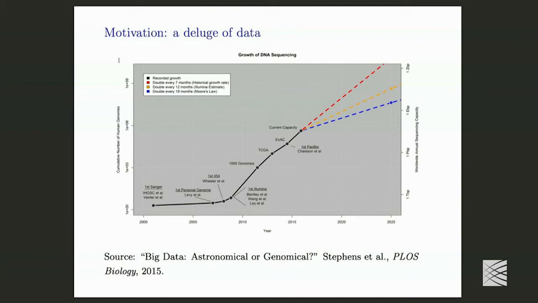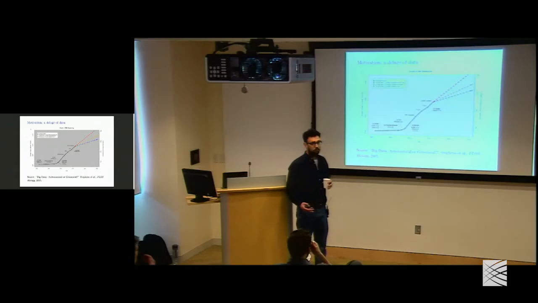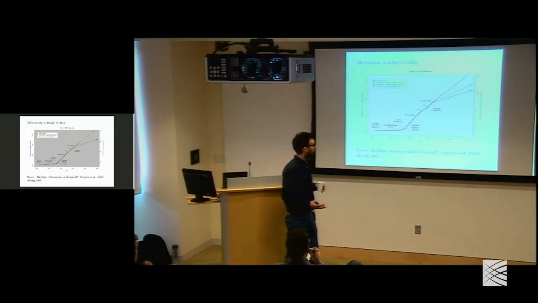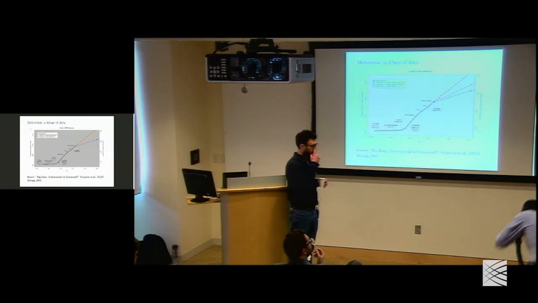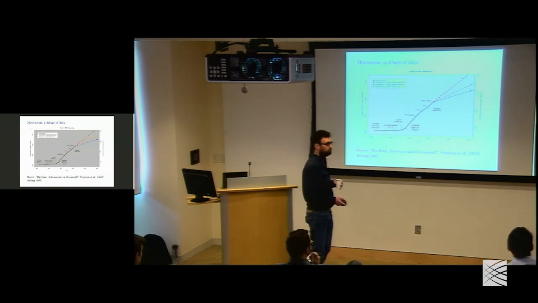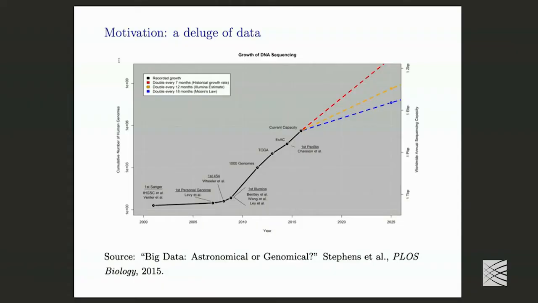And I think this is driven by three principal factors. The first factor is cost. It's gone from costing billions of dollars to sequence a single genome back in the early 2000s to costing $1,000 now. So we're sequencing humans because we can.